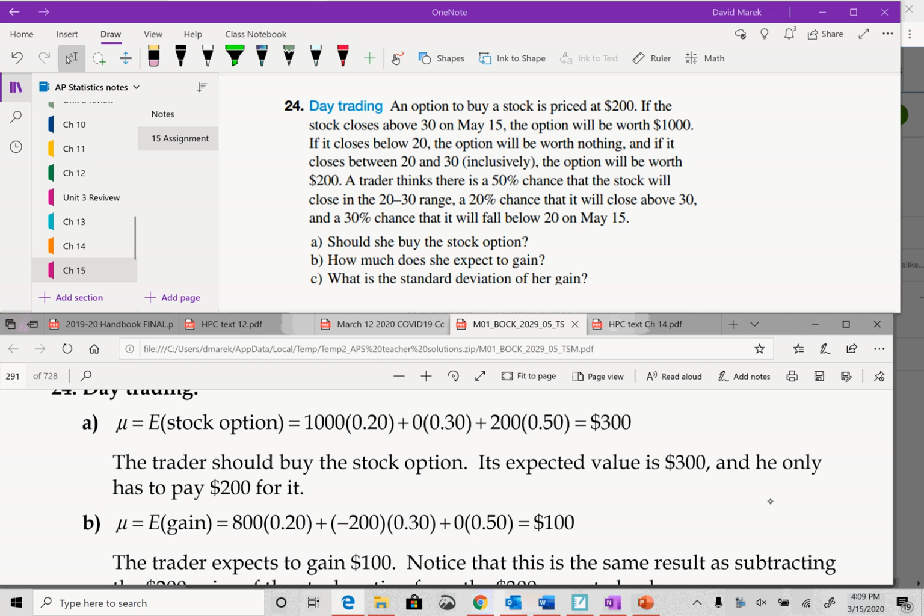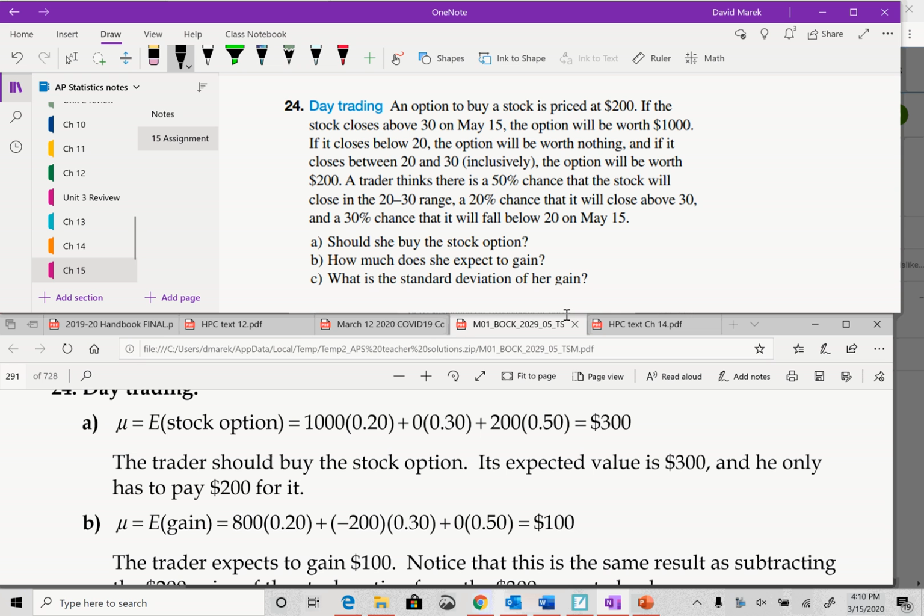All right, so we take the worth. Notice here how they didn't ask for the probability model, so they stopped making a chart. So for part A, we're going straight to the expected outcome calculations. So it's going to be worth $1,000, but that's only going to happen 20% of the time. It'll be worth nothing 30% of the time, and it'll stay worth $200 50% of the time. So again, find those products, add those together, $300.